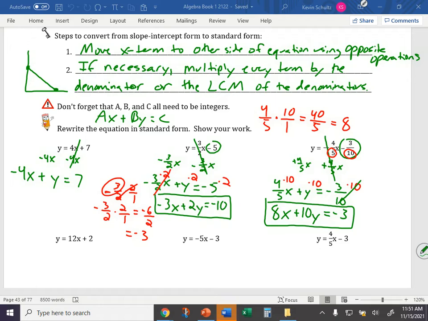So you have 3 different circumstances here, 3 different things your equations could look like. One, there are no fractions to start with, so you only have to do step 1 and you're done. Second type, you've got 1 fraction, which means once you move the x term over, you just multiply by the denominator of that fraction, and then you're good. The third type, you've got multiple fractions. Again, start by moving that x term over. That's always your first step. Then you multiply by the least common multiple of the denominators that you have.